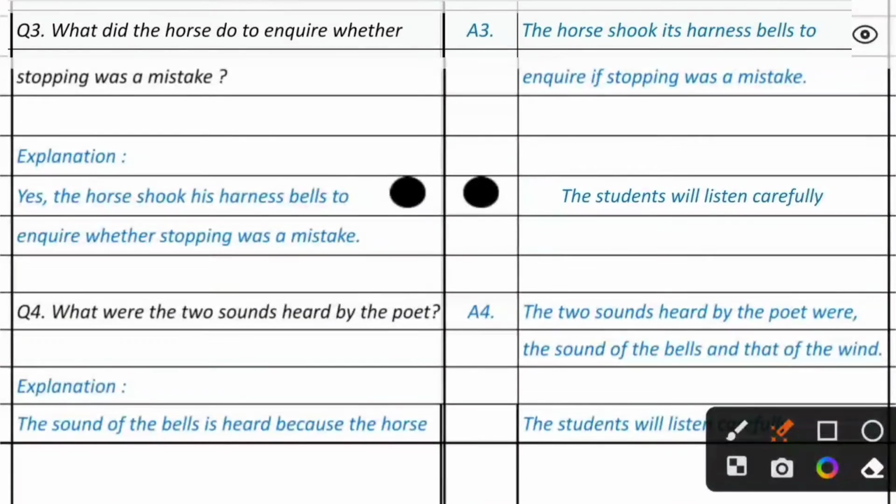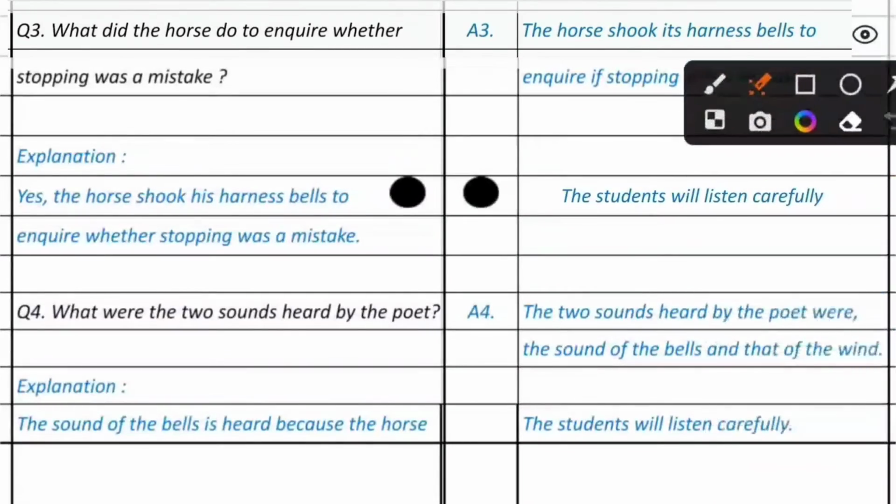And then she'll ask the fourth question, what were the two sounds heard by the poet? And the answer will be, the two sounds heard by the poet were the sound of the bells and that of the wind. And then again she'll give the explanation and students will listen carefully.